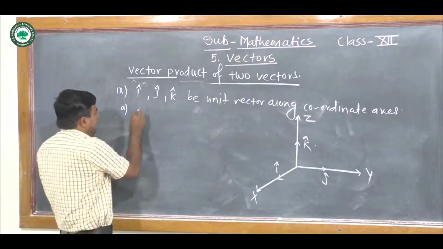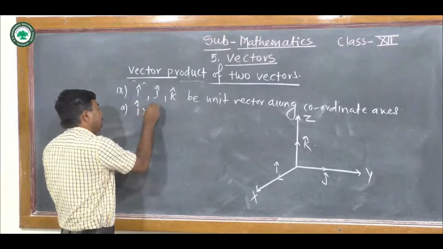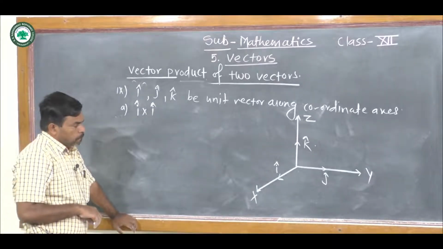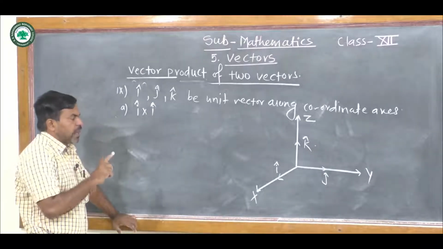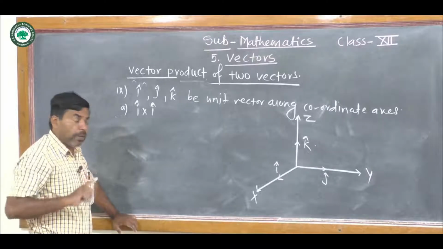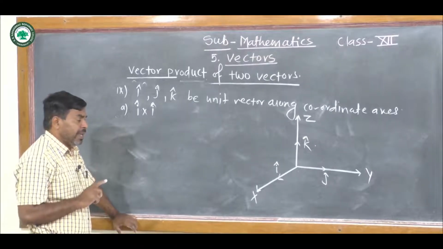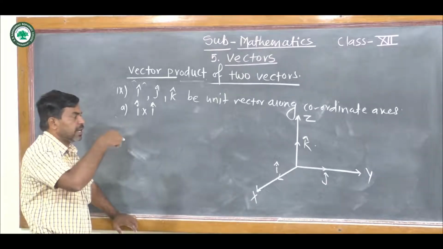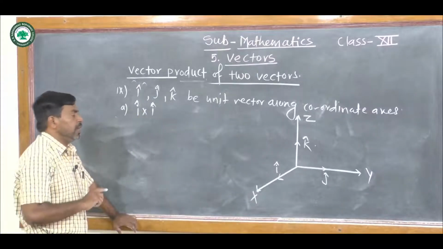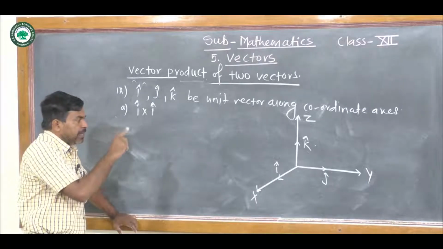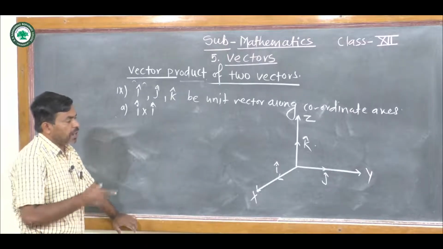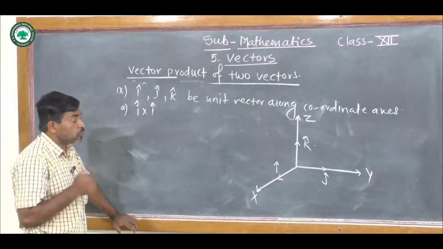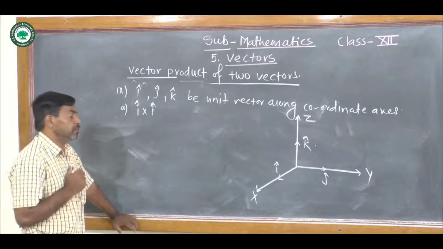Now let's see i cap cross i cap. See, the x axis, y axis, z axis are mutually perpendicular to each other. It means that the x axis is perpendicular to the y axis, which is perpendicular to the z axis, and again the z axis is perpendicular to the x axis. i cap, j cap, k cap are unit vectors along the coordinate axes, so i cap, j cap, k cap are also mutually perpendicular to each other.